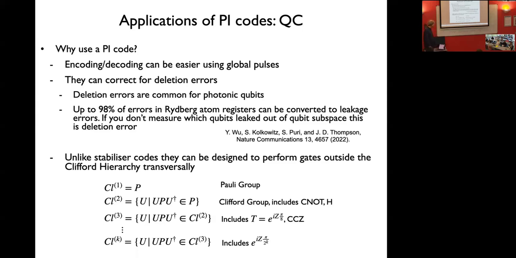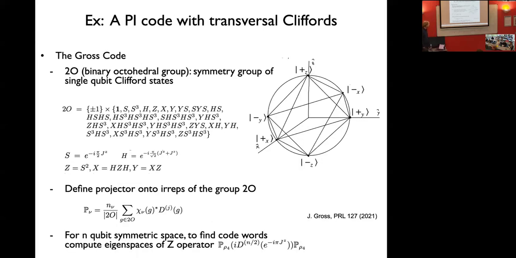But the gates you get from the Clifford hierarchy have a certain structure. Particularly, you get things like Z rotations that look like rotations by pi over 2 to the k. But it's possible to go beyond that.